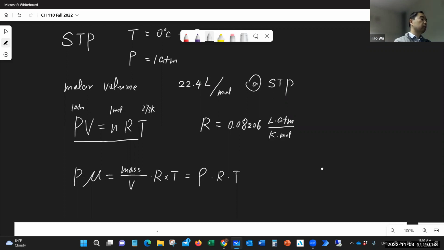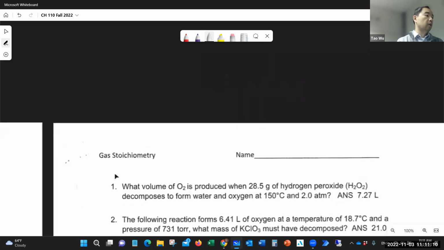Okay, today we're going to continue talking about the ideal gas law. I mean, we're going to use the ideal gas law in stoichiometry, which is called gas stoichiometry. I want you to remind yourself what exactly stoichiometry is. In the last lab, we did one of the stoichiometry.